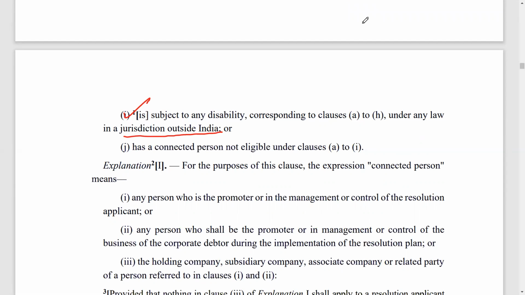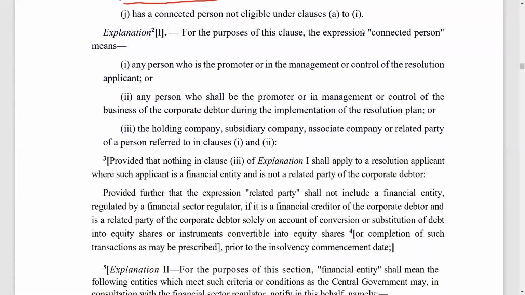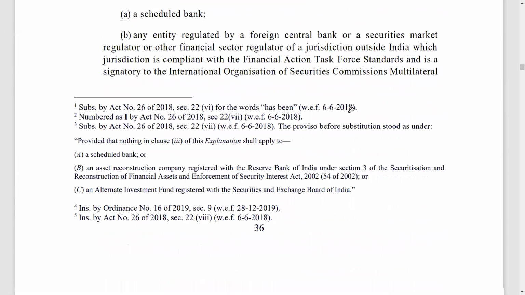So Section 29A, I feel, is very, very important. Be very careful what is asked. If it is asking who are the persons ineligible to submit the resolution plan, or who are ineligible to be a resolution applicant, then it is Section 29A. If they ask you who are the persons who cannot file the application for CIRP, that is Section 11. So be very careful what question is being asked and accordingly write the answer there.